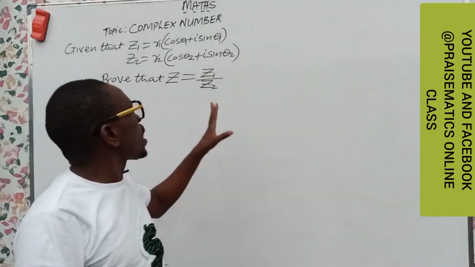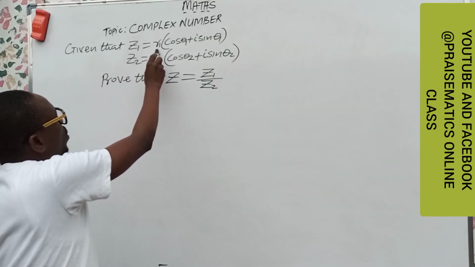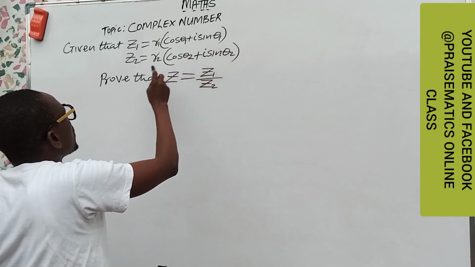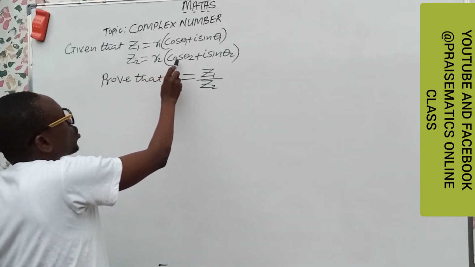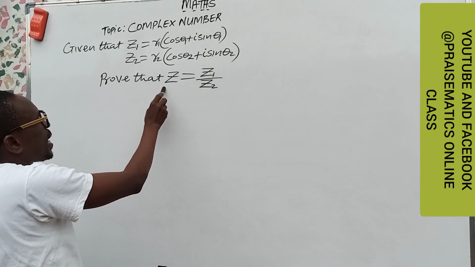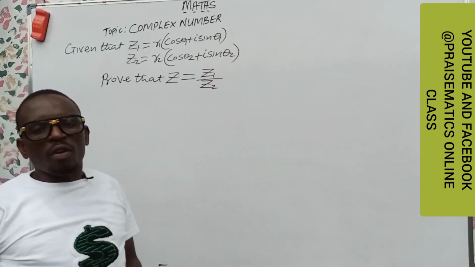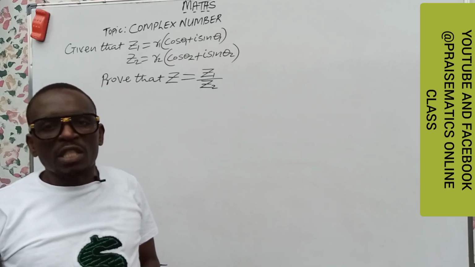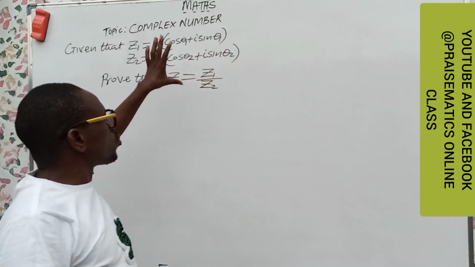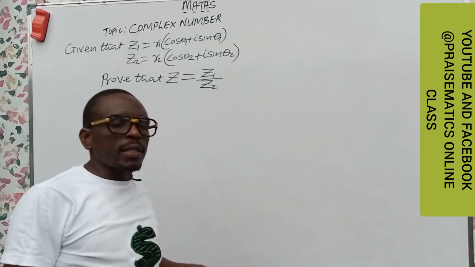In this class, we are going to look at the question on the board where they say, given that Z1 is equal to R1 into cos theta 1 plus I sin theta 1, and Z2 equals R2 into cos theta 2 plus I sin theta 2, prove that Z equals Z1 over Z2. This is a division of complex numbers in polar form, or trigonometric form. How do we do that? Let's start. Prove.